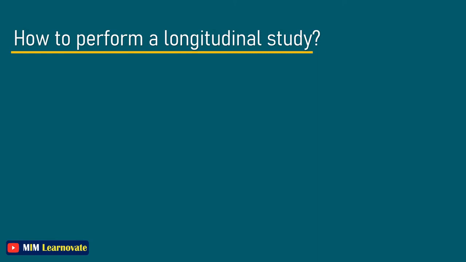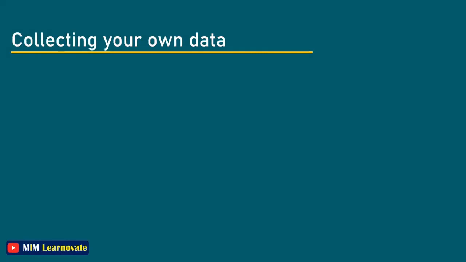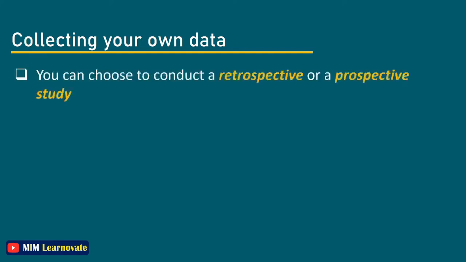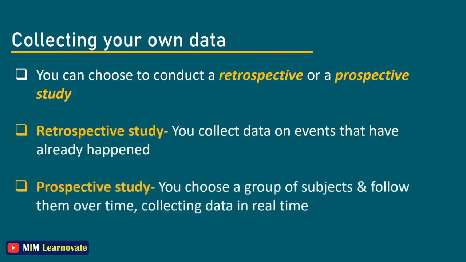How to perform a longitudinal study? If you want to implement a longitudinal study, you have two choices. One, collecting your own data. Two, using data from other sources. Collecting your own data. If you choose to collect your own data, the way you go about it will be determined by the type of longitudinal study you choose to perform. You can choose to conduct a retrospective or a prospective study. In a retrospective study, you collect data on events that have already happened. In a prospective study, you choose a group of subjects and follow them over time, collecting data in real time.